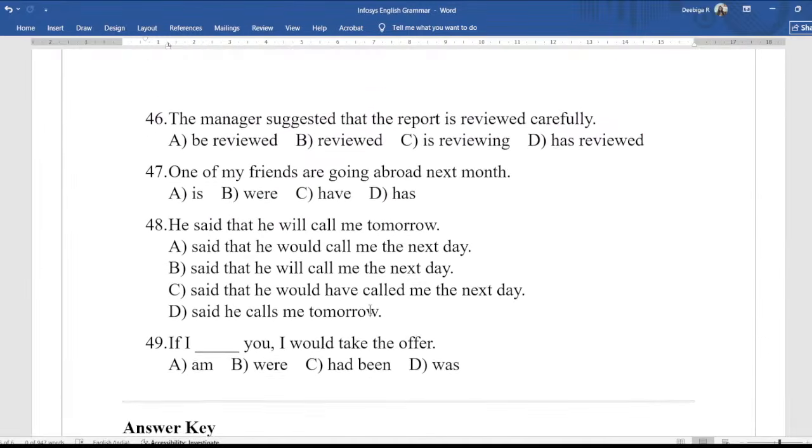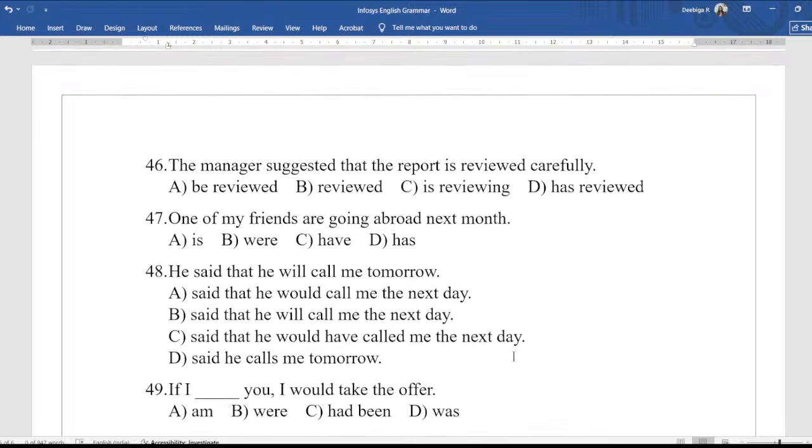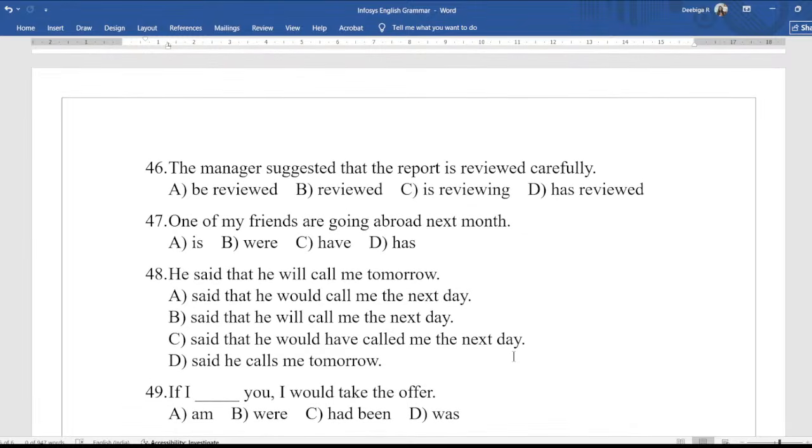Okay, four more questions, and then I'll go on to the email writing format and essay writing format.